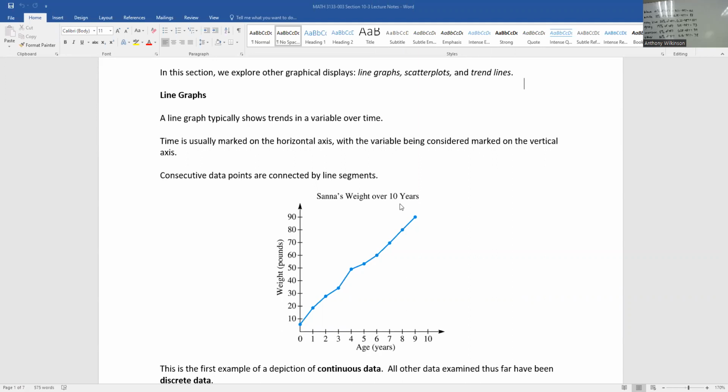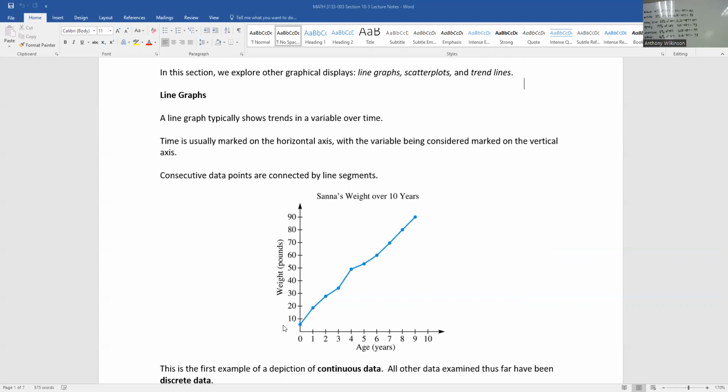All right, so time is usually marked on a horizontal axis, as you can see. And time can be things like age in years, or time could be in minutes or seconds or whatever. The variable being considered would be marked on the vertical axis. Here, the age in years is on the horizontal axis, and then over 10 years, the weight in pounds is on the vertical axis.